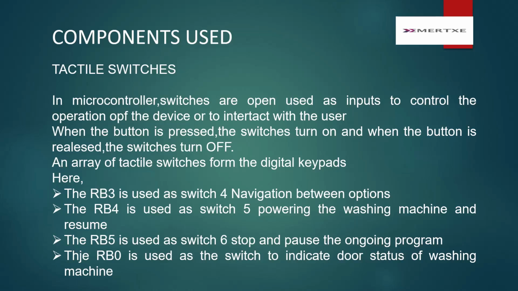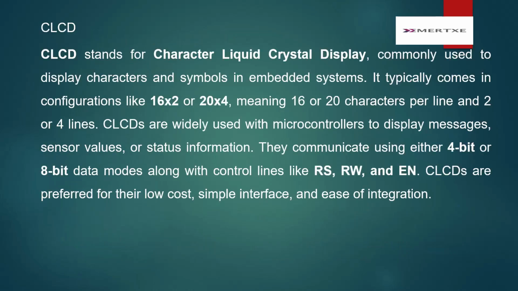Here, in this project, we use RB3 as a switch for navigation between options. RB4 is used as switch 5 for powering the washing machine and resume. RB5 is used as switch 6 to stop and pause the ongoing program. RB0 is used as a switch to indicate the door status of the washing machine.